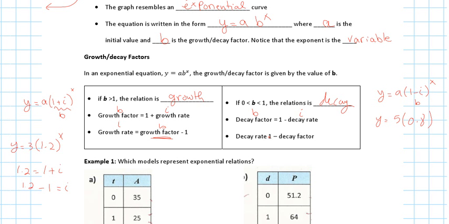Okay, let's say I have this. What's your b? So b is 0.8. And b is made of 1 minus i, right? And how do I know it's 1 minus i? Because it's between 0 and 1. Because it's between 0 and 1, it's a decay, that means it's a 1 minus.